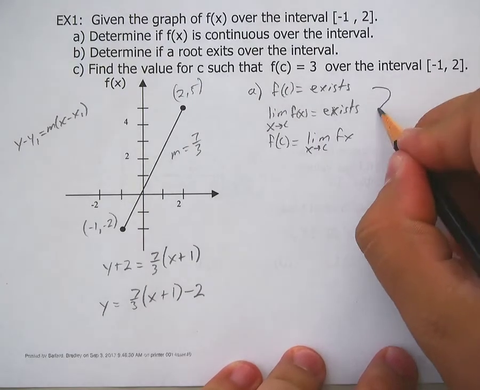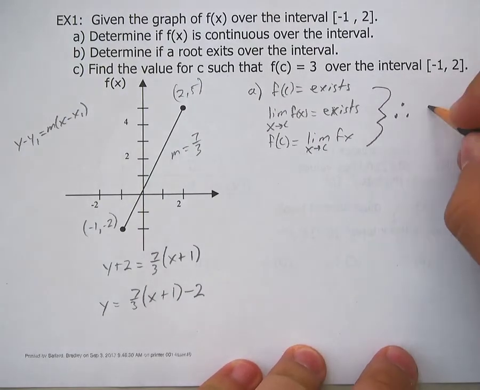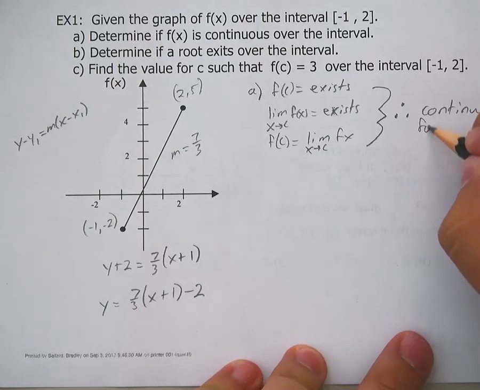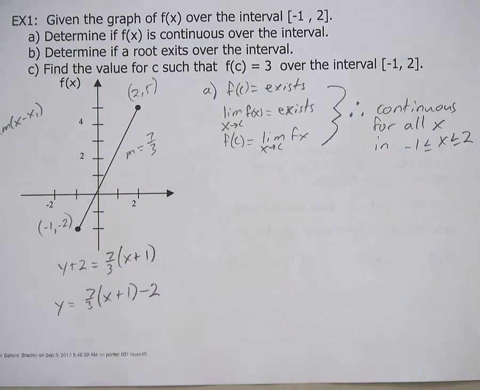And because of all of this, therefore, it's continuous for all x, and we can say in -1 to 2. Because all those 3 things are good and valid, I can say with a surety that it is continuous, because I have proven all 3 of those things.